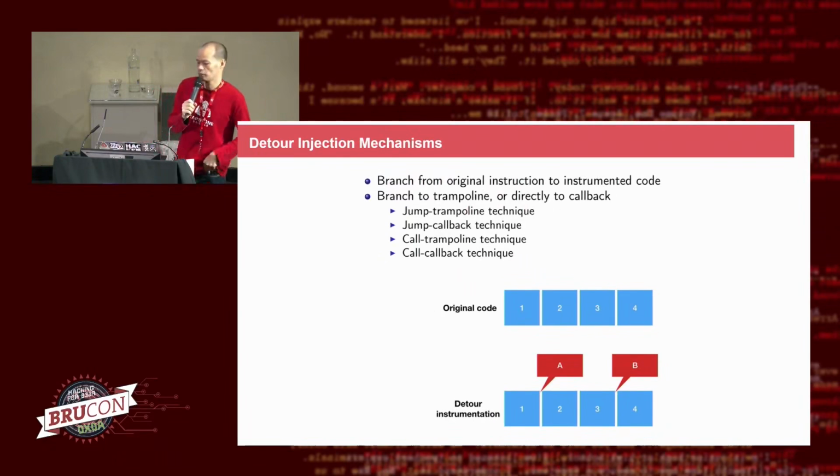So the idea is that we branch from the original code to the instrumentation code. You can either branch to the trampoline, or you can branch directly to the callback. So there are four main techniques for instrumentation: jump to trampoline, jump to callback, call to trampoline, or call to callback.